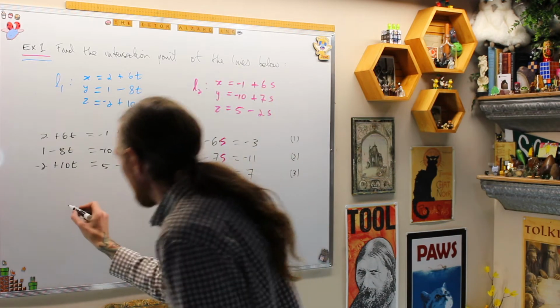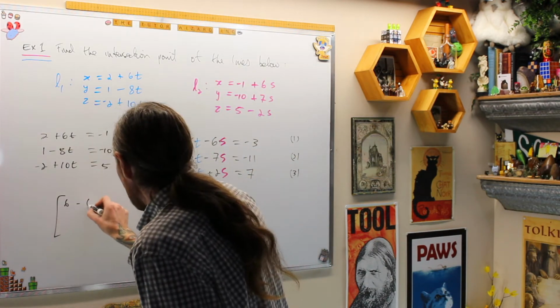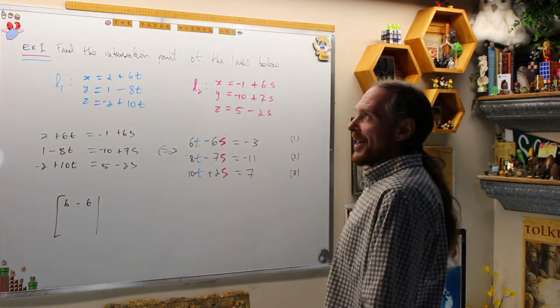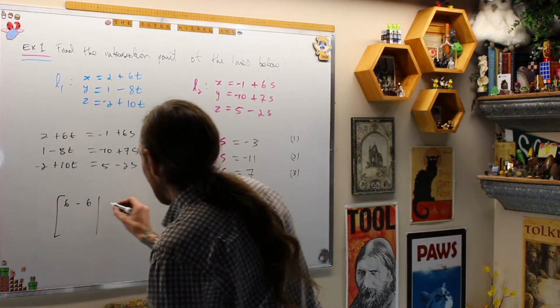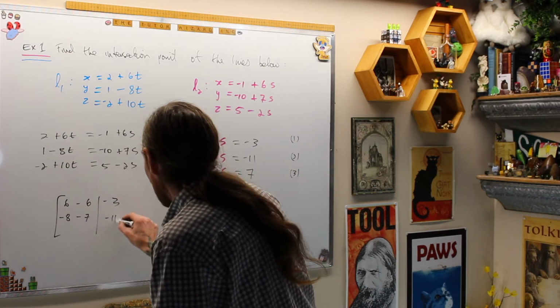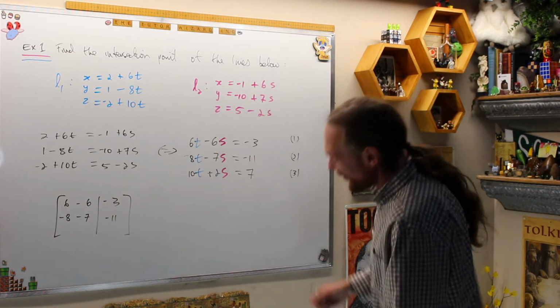So I have an augmented matrix, 6, negative 6, negative 3. That's Freudian, not Pavlovian. 6, negative 6, negative 3, then negative 8, negative 7, negative 11. Is that all guys are talking about? Even when I try and do math.